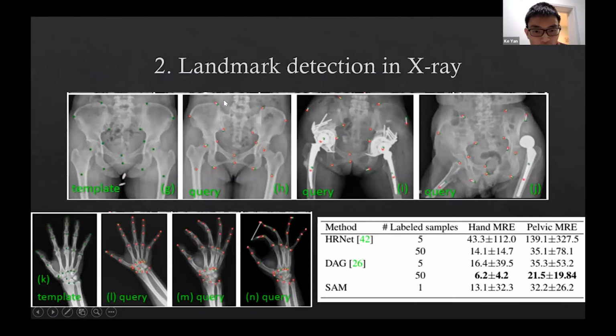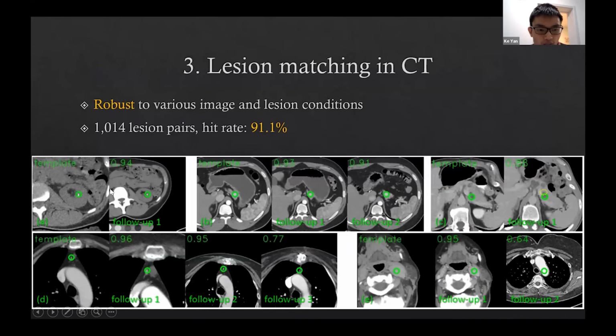And this is another example on X-ray. We can also detect landmarks on X-ray images using only one image as an example. The third application is lesion matching in CT. Lesion matching is a very important task for doctors. Given one lesion in one CT scan, doctors want to find the same lesion in a second CT scan. Our algorithm can help the doctor find the corresponding lesions. We did an experiment on 1,000 lesion pairs, and our accuracy is over 90%.